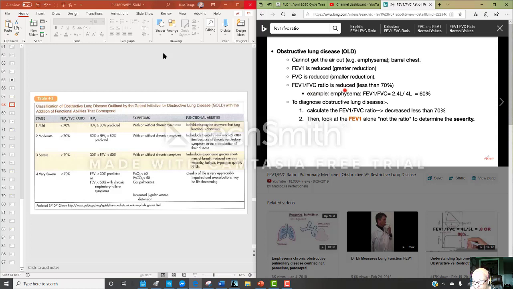But FEV1 to FVC ratio is reduced because that reduction in FEV1 is greater than the reduction in FVC. So here is FEV1 over FVC. If you reduce this more than the denominator, the result is decrease in the FEV1 to FVC ratio. And this is an obstructive lung disease. Why? Because the effect is greater in the first second. It's like this. I cannot get the air out.